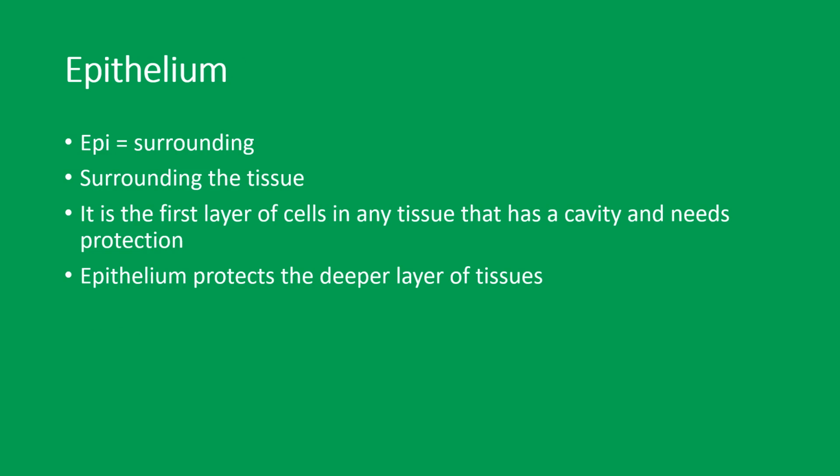Now, epithelium, epi means surrounding the tissue. It is the first layer of cells in any tissue that has a cavity and needs protection. So if a blood vessel needs protection inside, it has a squamous epithelium layer, so that the blood that is pushing through the blood vessel does not damage the blood vessel's lining. So epithelium protects the deeper layer of tissues.